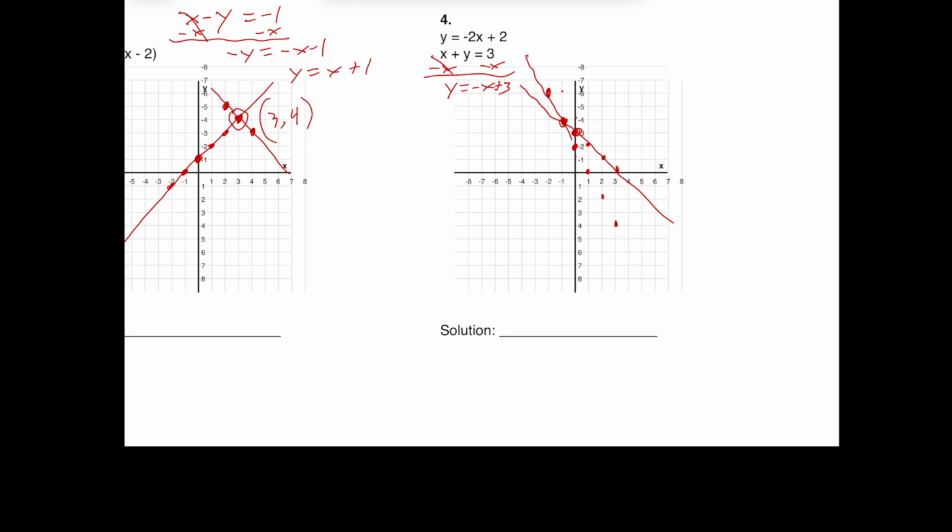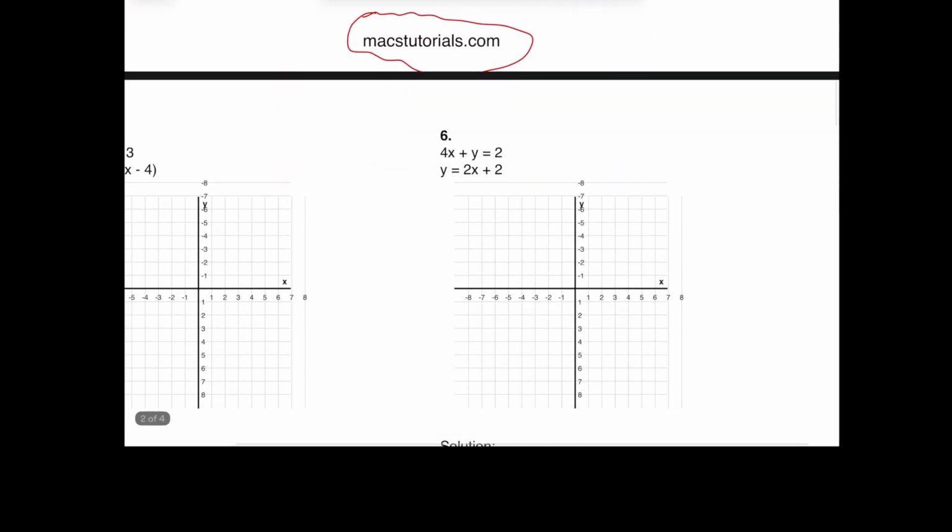Did you see them cross? They cross right here. That's why you should be able to go both ways. If you go down and right, you can also go up and left. And my answer is going to be -1, 4. Okay, let's go on to the next one. Let's go on to number 5.